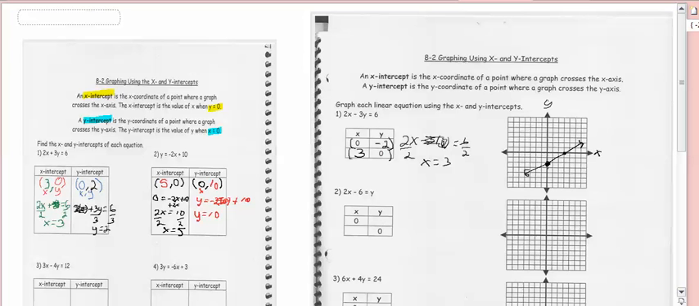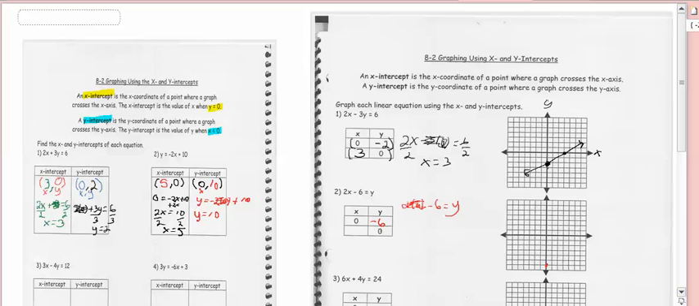So we've got our table here. They already told us our x is 0, so I've got 2 times 0 minus 6 is equal to y. Well, that's gone pretty much, right? So my y is negative 6. I'm going to take that and I'm going to graph it. So 0, negative 6. 1, 2, 3, 4, 5, 6. Right there.